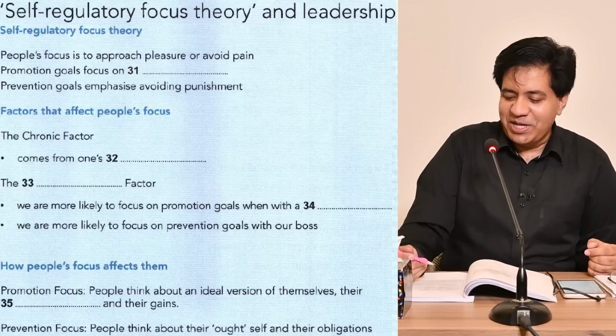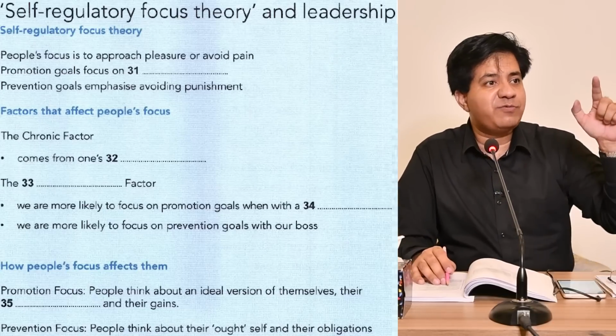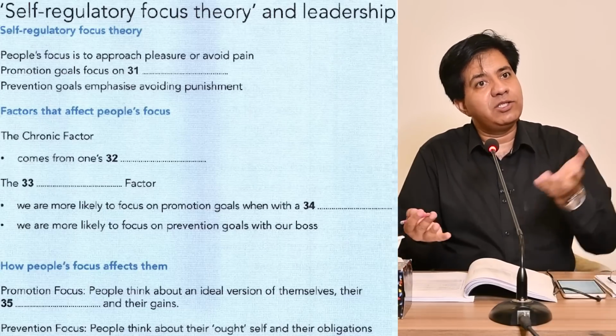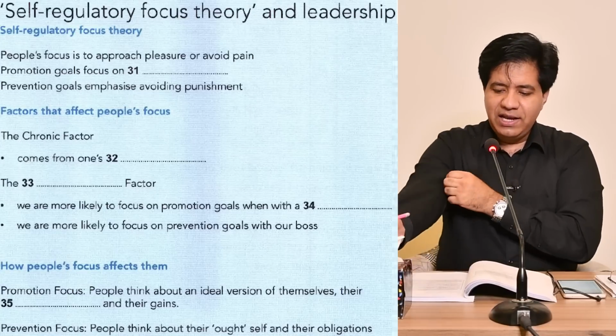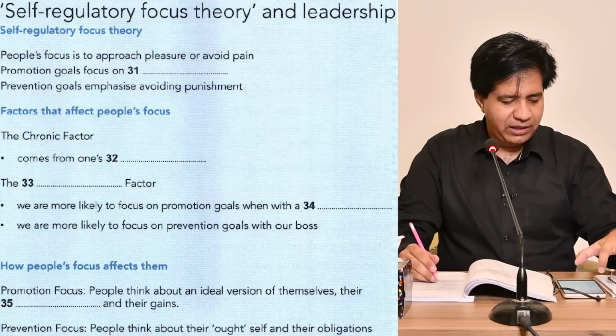Question number 33. The dash factor, very simple. Now this is the second factor. The first factor is chronic factor. This is the name of the second factor. Let's see what that is. And they will say it clearly. The second factor is, and all that.